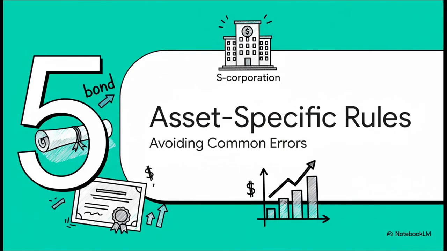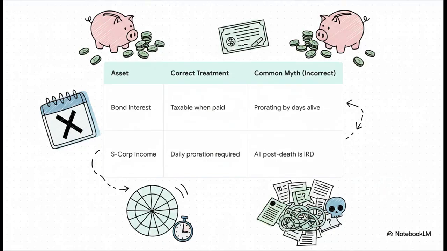Okay, so the general rule is pretty clear, right? But things can get a little hairy depending on the specific asset. Let's dig into 2 places where people often trip up: bond interest and income from S-corporations. You really want to burn this table into your brain because these 2 are treated completely differently.